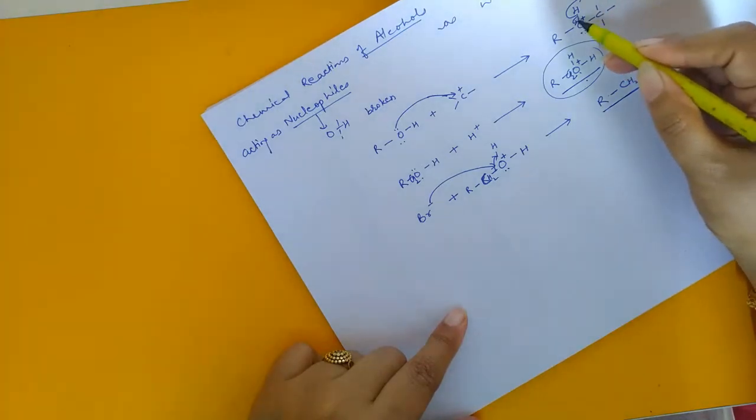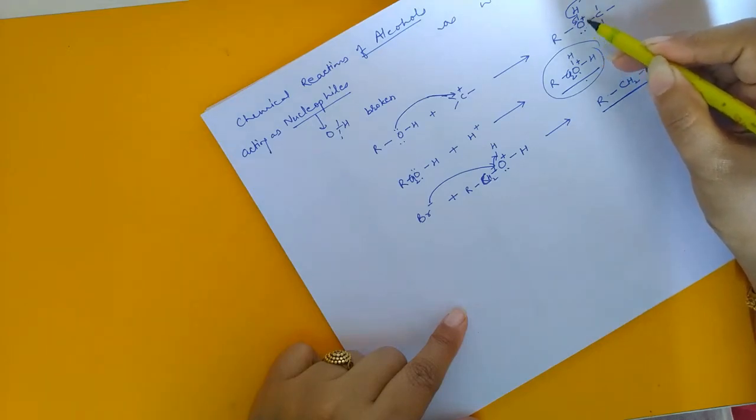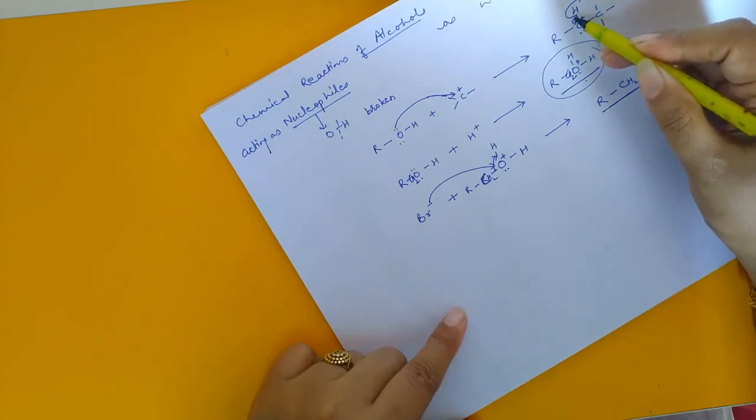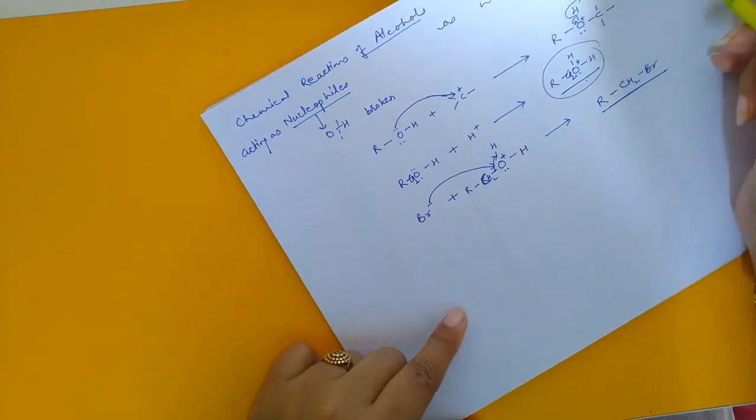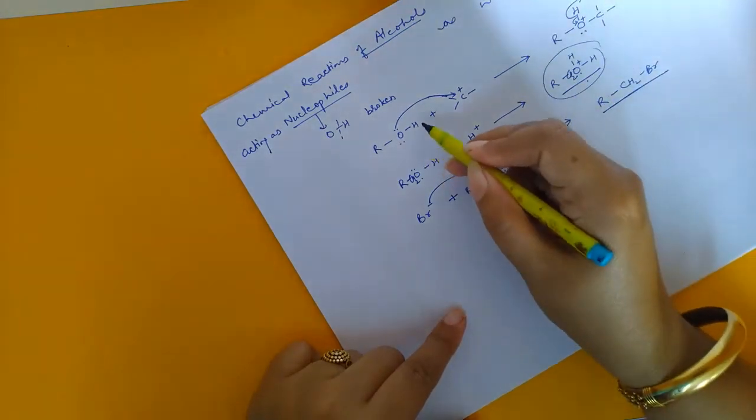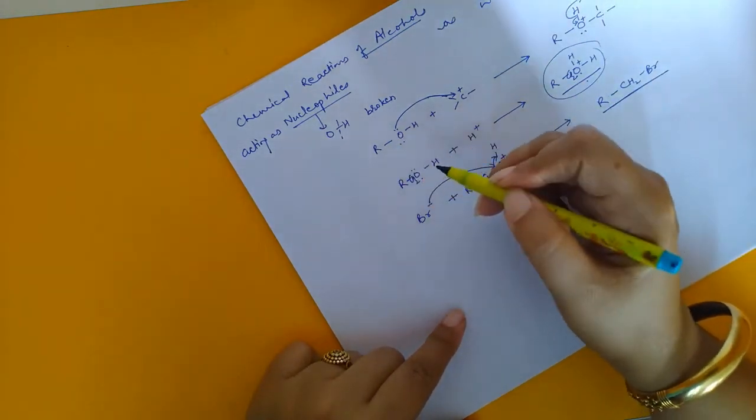Now this pair of electrons shared between oxygen and hydrogen will come back to oxygen, because it's a highly electronegative atom carrying a positive charge. That is why it will take this pair of electrons, while hydrogen will be released in the form of hydrogen ion, and that's how the reaction is taking place. So here we can well observe that alcohol is acting as a nucleophile.